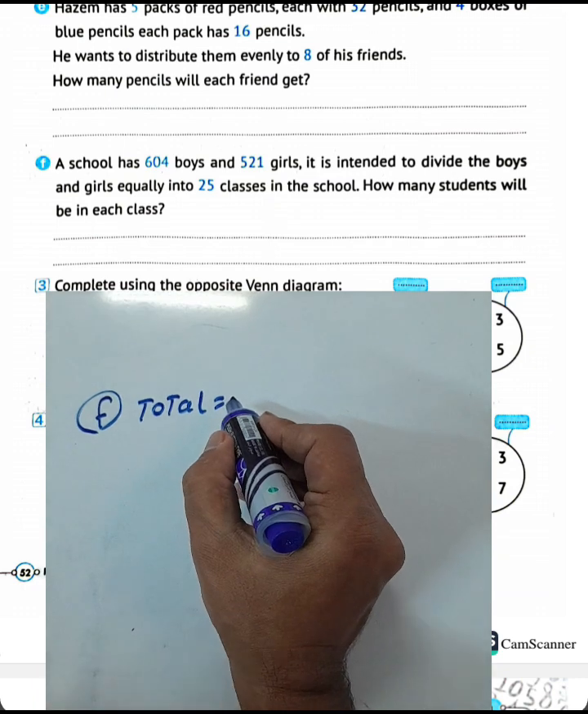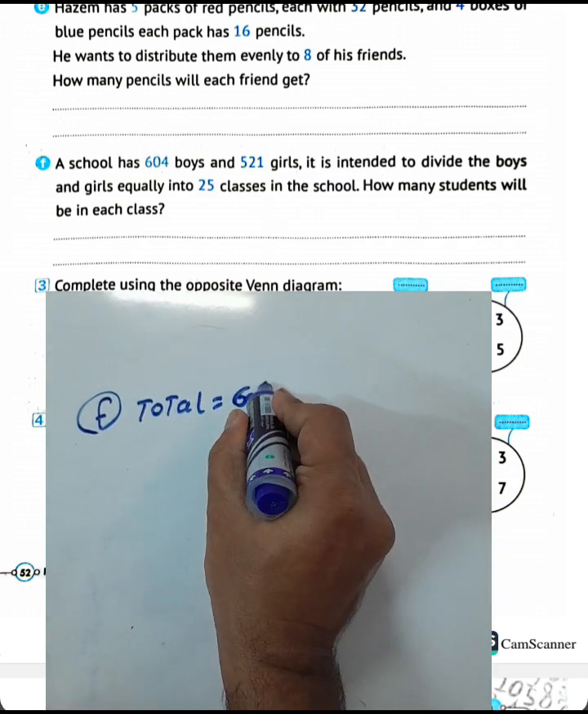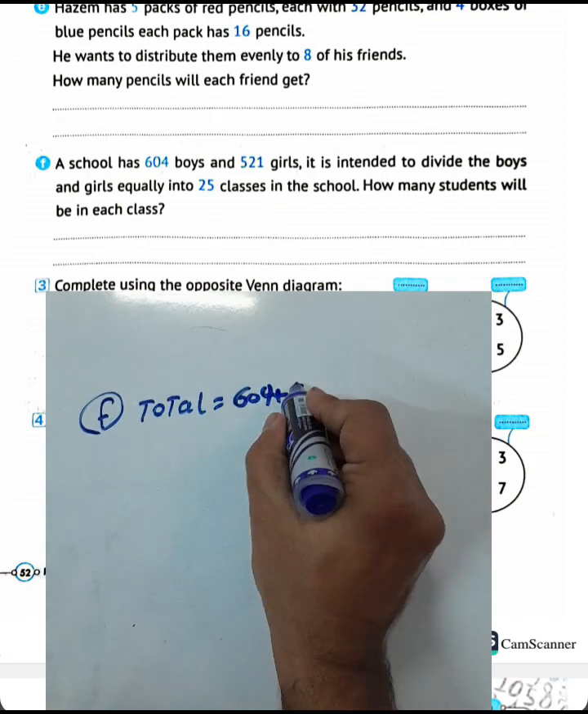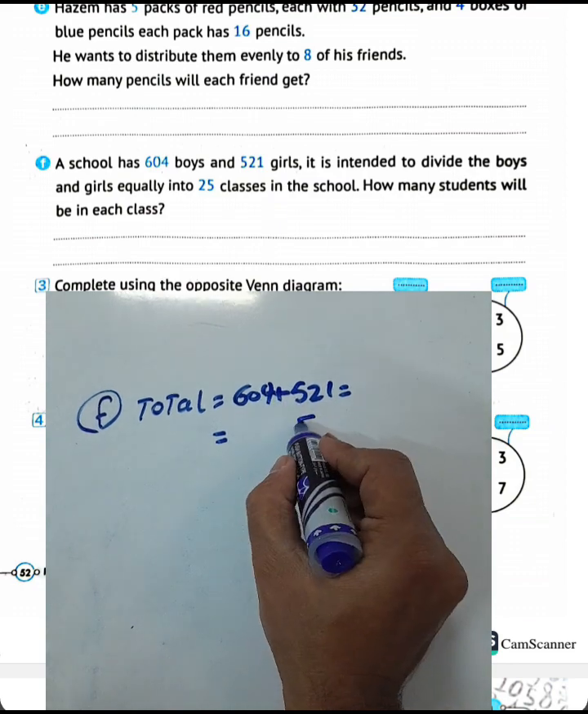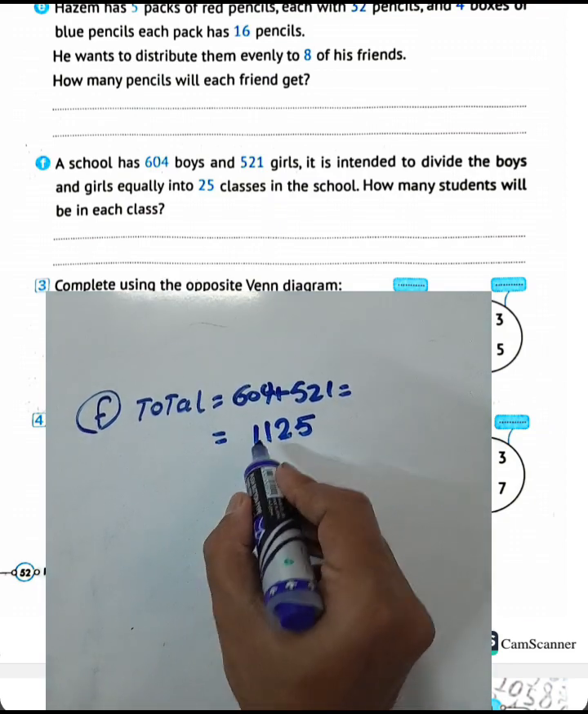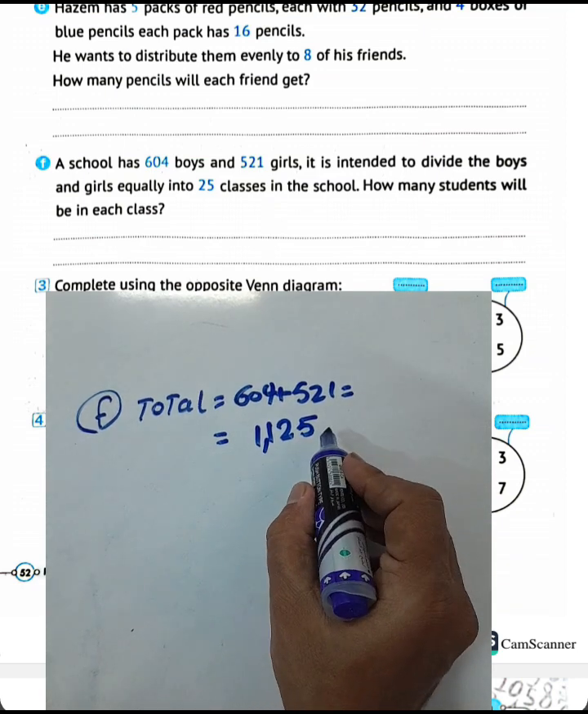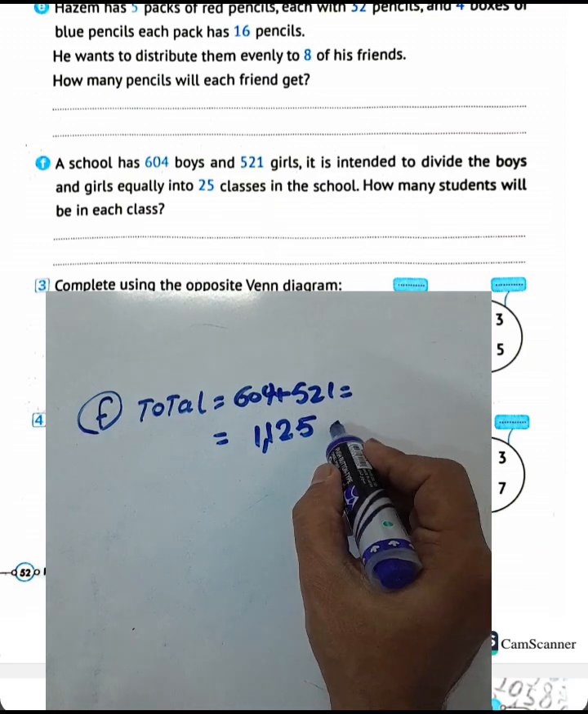Okay, question F. First step, we must find the total by adding the two numbers. We have here 604 boys and 521 girls. 1 plus 4 equals 5 and 2 plus 0 equals 2. 5 plus 6 equals 11. So we have 1125 students in the school.